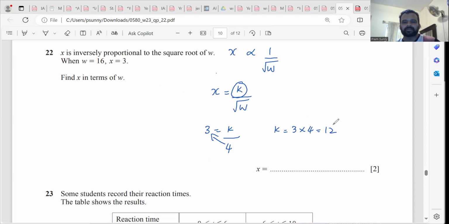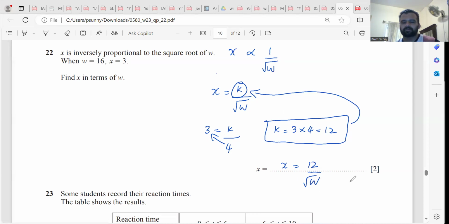So now you replace this k value here in this original equation. So x is equal to, instead of k, 12 divided by root w. This will be the answer for question number 22. Find x in terms of w.